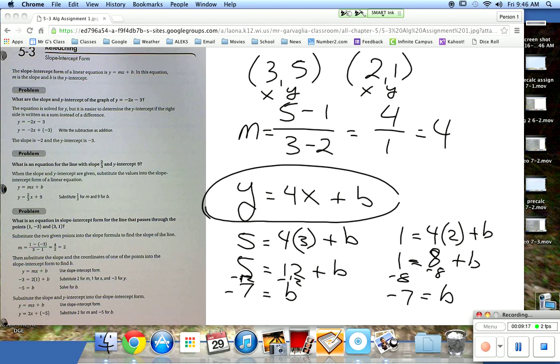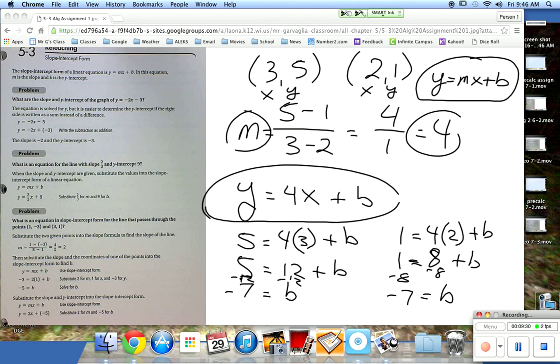I figured out my slope here, because remember, it's y equals mx plus b, right? Once you figure that out, then you put it in. So I figured out my m, right here is 4, and I plugged that in right there. And now I have to figure out what my b is. To figure out my b, I grab one of these 2 points, and I put in my x and y value to figure out what my b is.